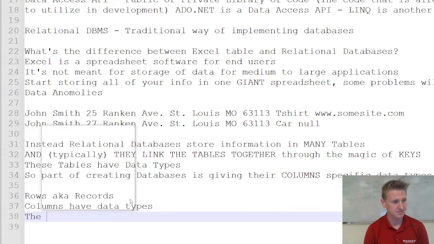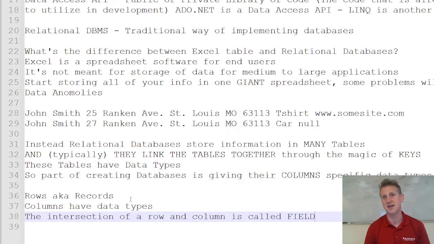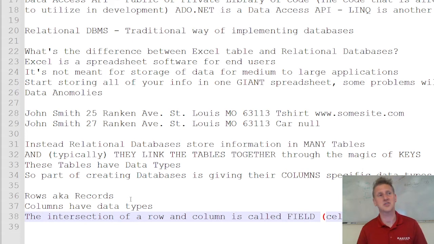The intersection of a row and column is called a field. Just kind of makes sense, I guess. Your cell of data. The individual cell is called a field. If you have a customer record, a single piece of information is a field about the customer, right? We would call it a property in C#, like the first name property.